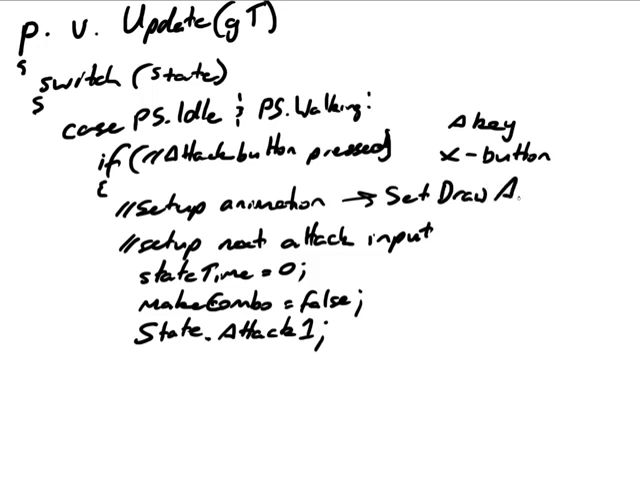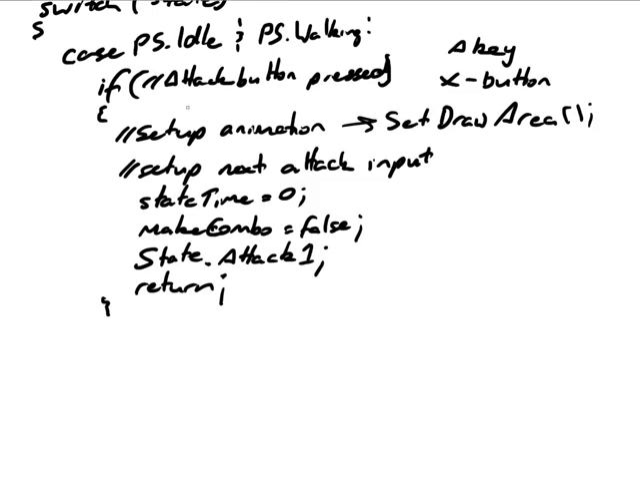Why is that important? Because of what we need to do on our next line here, which is return. Because if we don't return before we jump out of this if statement, then that means we're still inside our case, our player state idle and walking case, which means what's going to be called next is move. Didn't need another one of those.